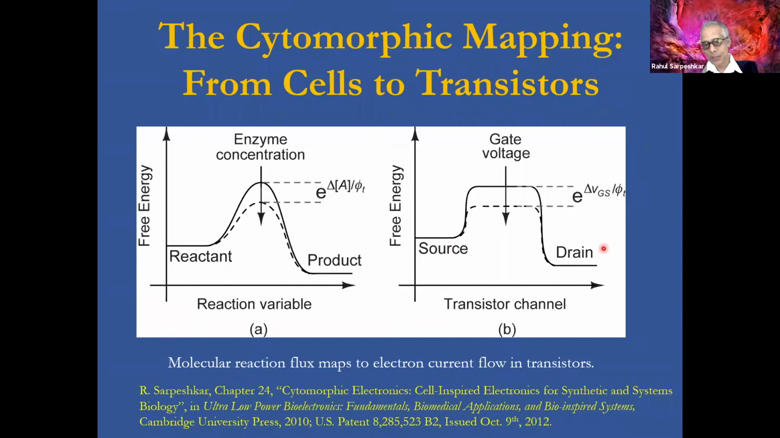So you get a forward electron current and a backward electron current. And the difference between the two is the net electron current, like the net molecular flux. And just like enzymes can lower this energy barrier, a gate voltage can lower the energy barrier and speed up the reaction. Here, basically speed up the electron flux going forward or backward. And so what happens is that the sum of the two fluxes then gives you the noise.